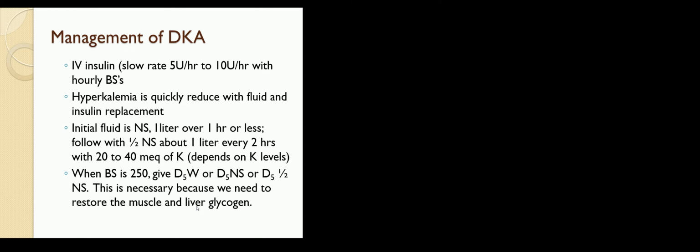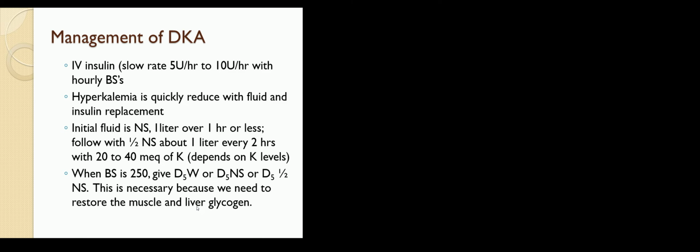The initial fluid is normal saline, and usually they'll give a liter over an hour or less, pretty quick, okay, because you want to get those fluids back in there. Followed by half normal saline, about a liter every 2 hours with 20 to 40 milligrams of potassium, depending upon the potassium level. So they're going to be monitoring that potassium level very closely. When blood sugar gets back down to 250 or less, a lot of times they will go ahead and change that over and give D5W, D5NS, D5 half NS, something with some dextrose in it.